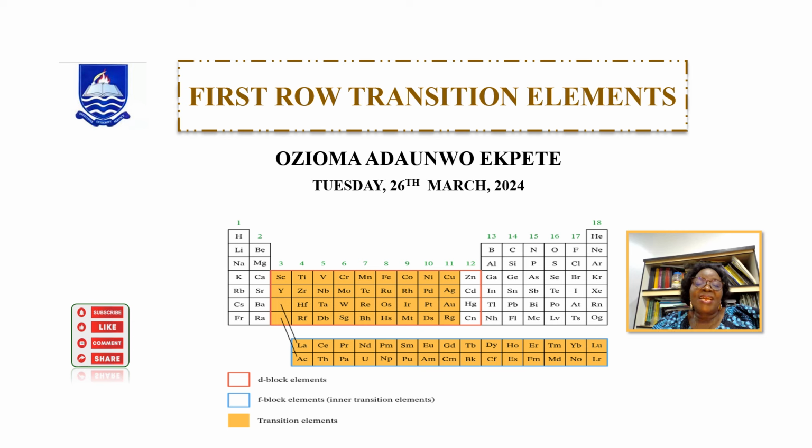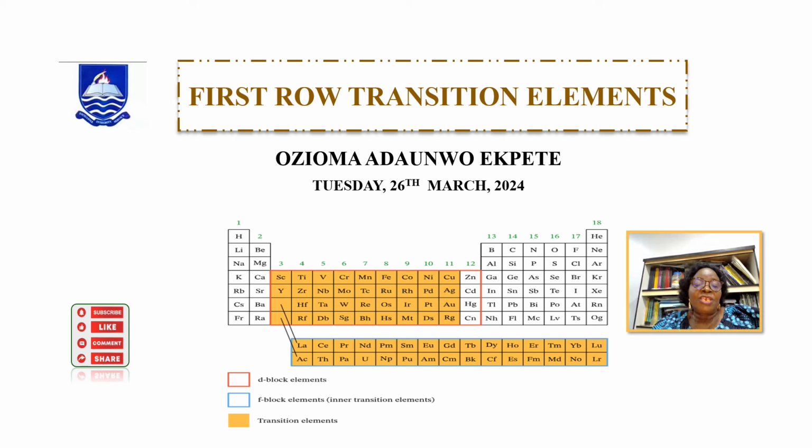We will be looking at the first row transition elements. The transition elements are all metals of economic importance. As you can see on the periodic table shown there, these are the elements that are in orange color. The ones we'll be concentrating on are the ones in the first row, from scandium with symbol Sc to zinc, symbol Zn.